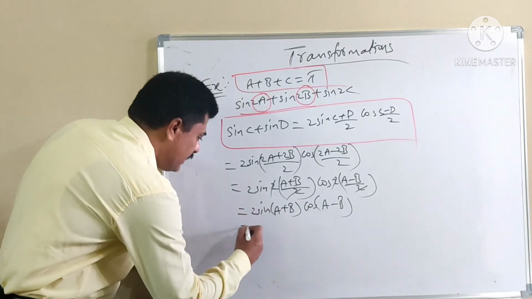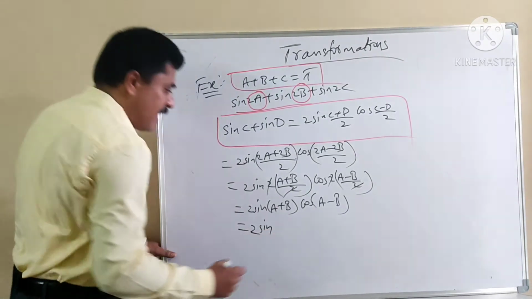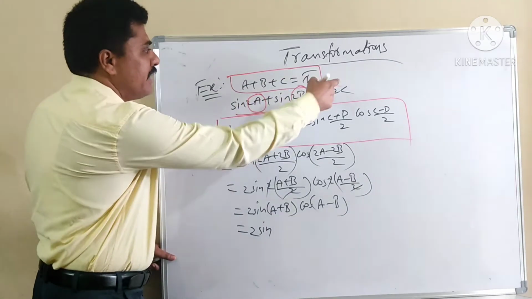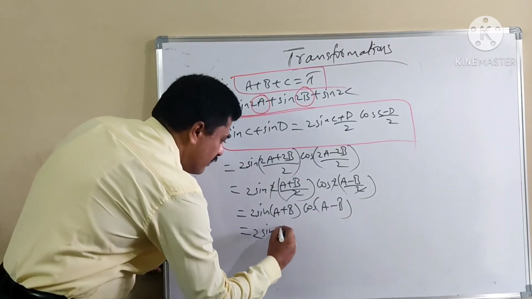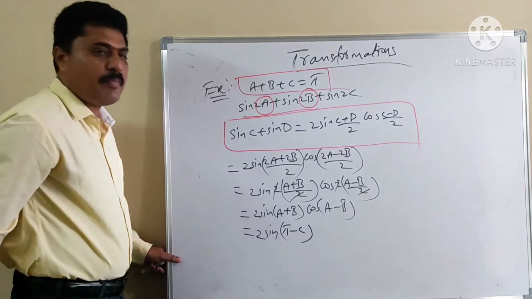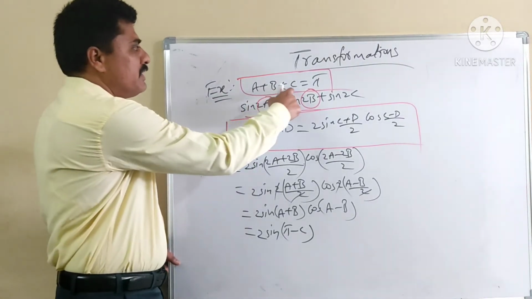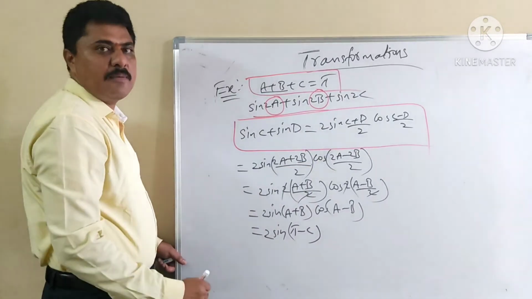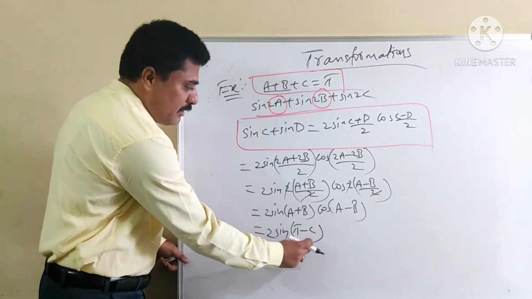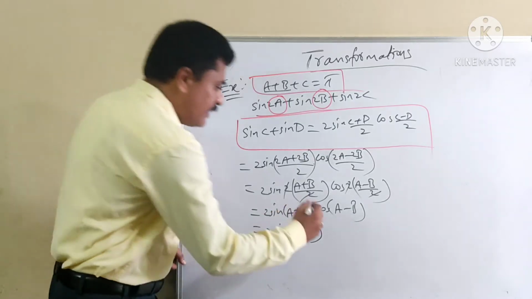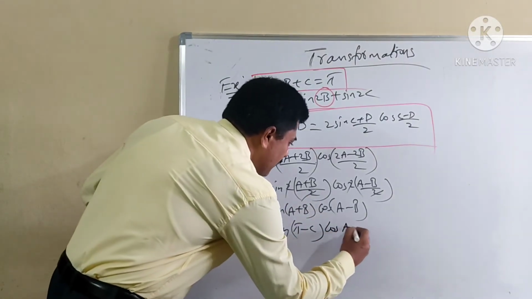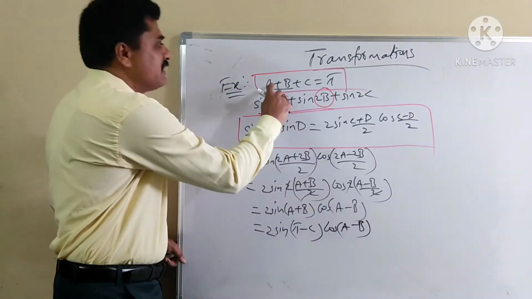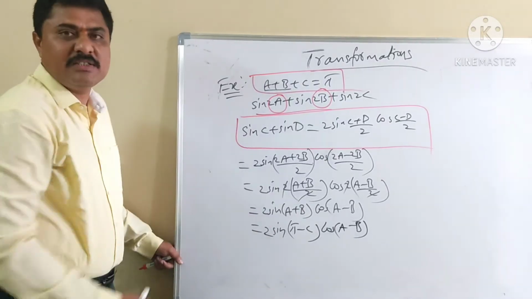Now this angle A plus B, if I take C here, can be written as 180 minus C, that is pi minus C. A plus B plus C is 180, so A plus B becomes pi minus C. So A plus B is replaced by pi minus C into cos A minus B. Don't replace A minus B. Only we are having the sum of the angles, not their difference here.